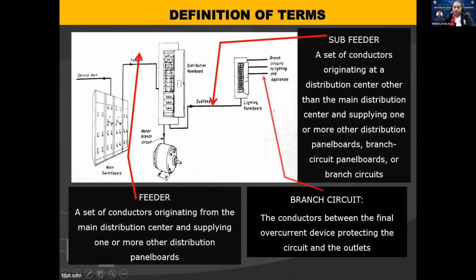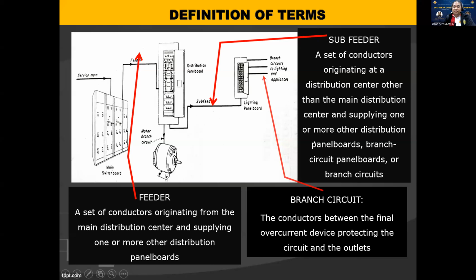So pagkatapos si branch circuit pala, if you say conductors, no, it's the conductors between the final overcurrent device, which is this one, let's just say the lighting panel board, no. This is the last panel board. Then after this one, going to the loads na talaga. So ito yung tawag na branch circuit conductors. Okay, alam natin siguro yan na ito yung branch circuit conductors.